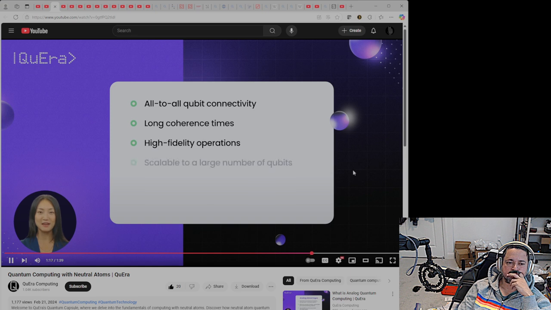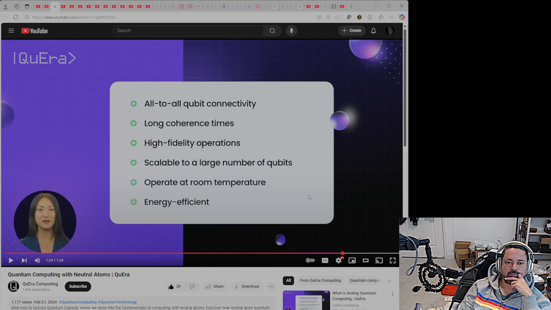These include scalability to systems with many qubits, the ability to operate at room temperature without cryogenic cooling, and energy efficiency. All of these are important factors for advancing quantum computing.